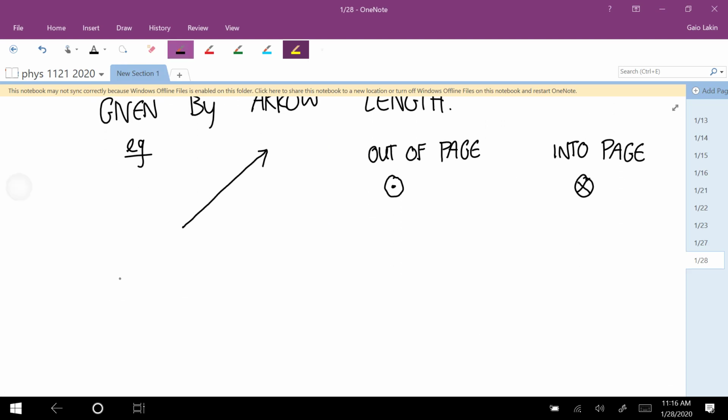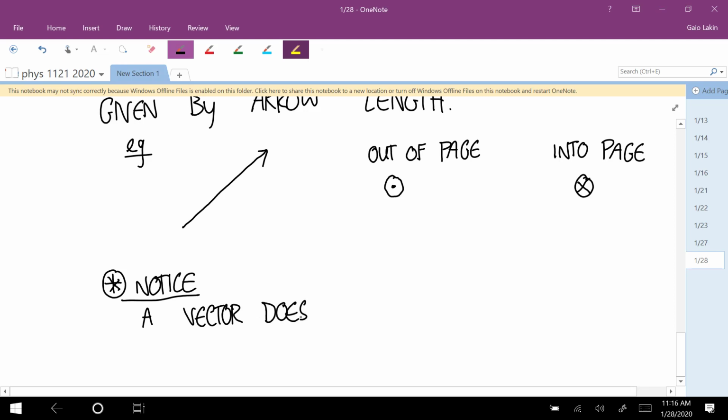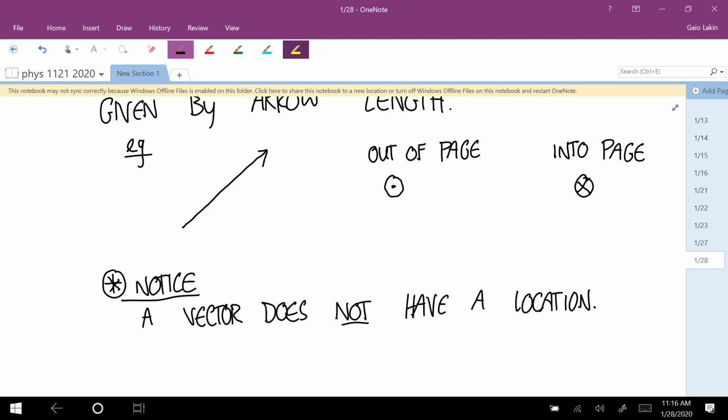But something else that's important to remember is that neither of those two properties is a location, okay? So a vector does not have a location. And so when we do calculations with vectors, we're going to imagine moving them around from this point to this point, because you can move them around and it doesn't change the value. The only thing that a vector contains is a direction and a magnitude. Okay.